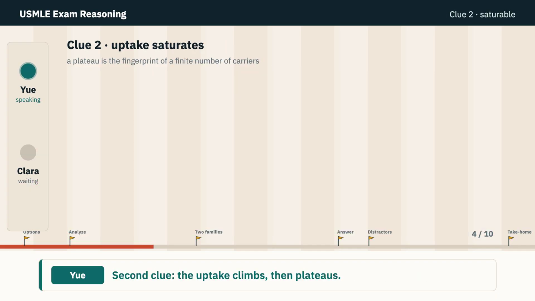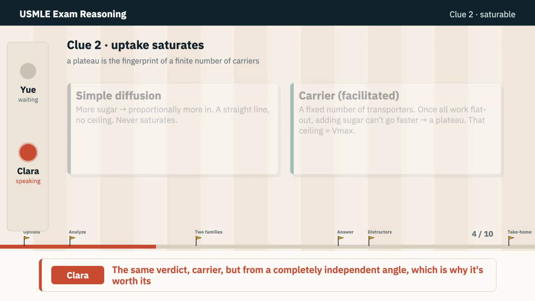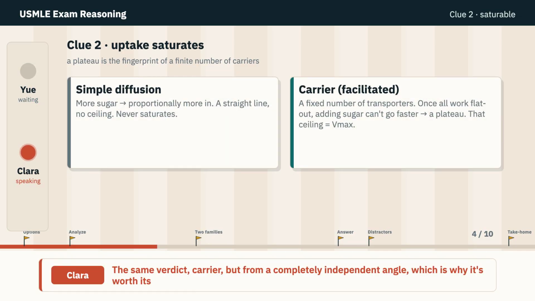Second clue, the uptake climbs, then plateaus. What does the plateau add? The same verdict, carrier, but from a completely independent angle, which is why it's worth its own beat.